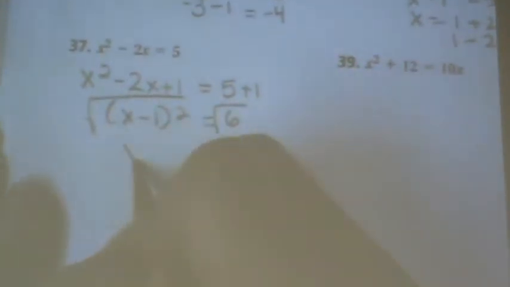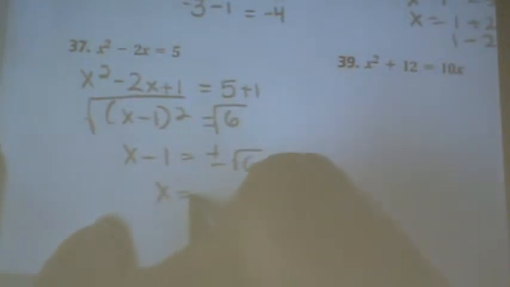Number 37, your C value is already on the other side, so just take half of negative 2, which is negative 1, and square it. So you're going to add 1 to both sides. Factor. Add. Square root. X minus 1 is plus or minus root 6, and add 1.